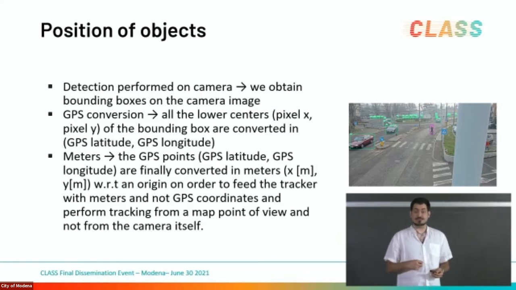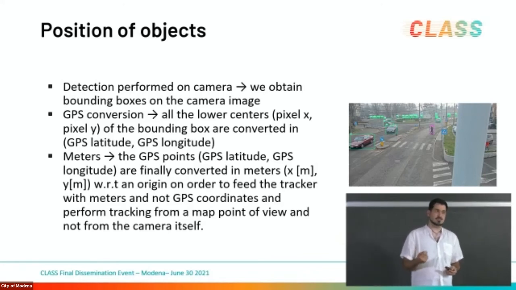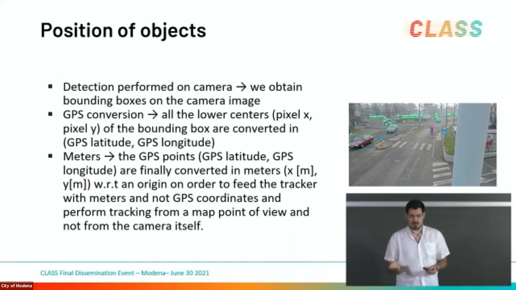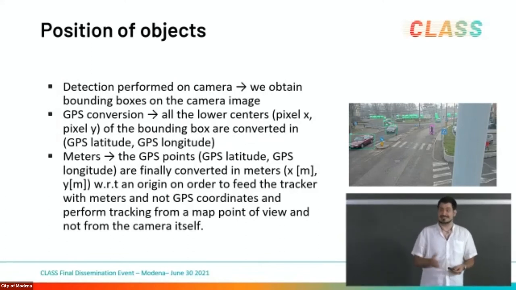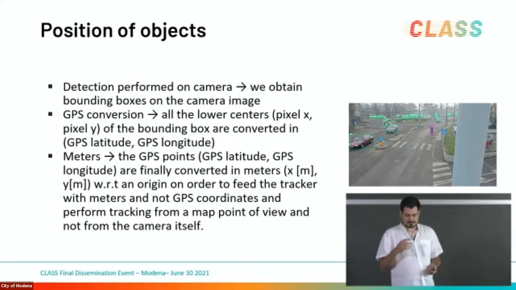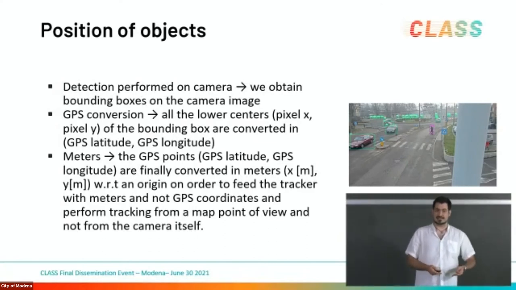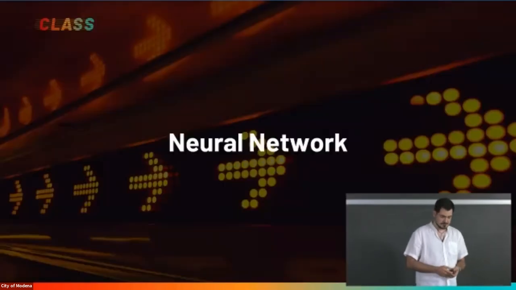And then what do we do? We have somehow to track to obtain what is the trajectory of each object. And to do so, what we need to do is to convert these to meters to be able to assess, you know, speed as meters per second or something like that. And therefore we convert from the GPS to the meters in a different coordinate system to be able to also feed our tracking to be able to assess what are the different trajectories of all the objects.